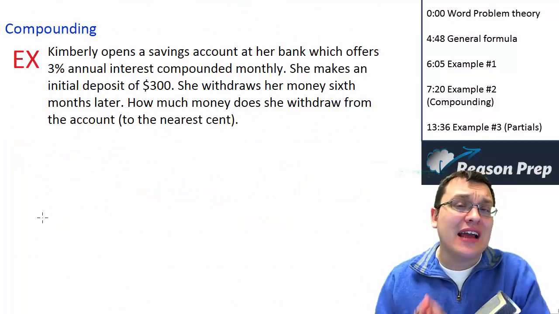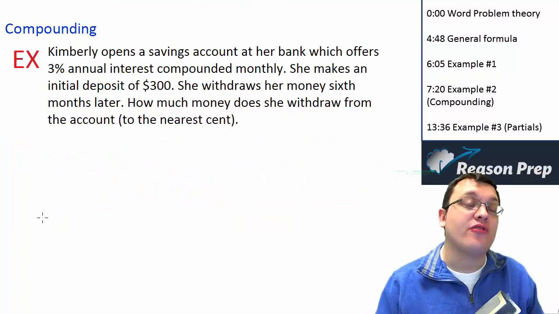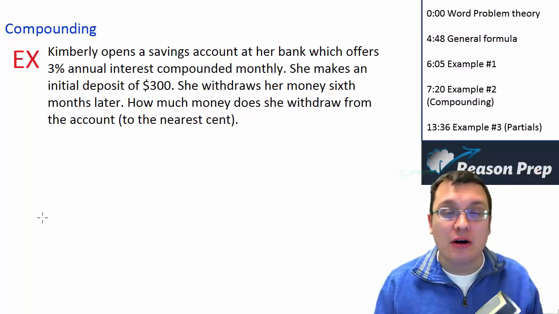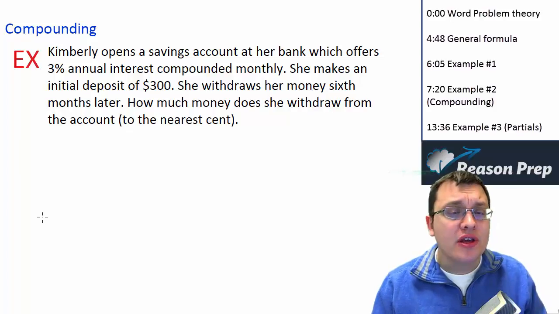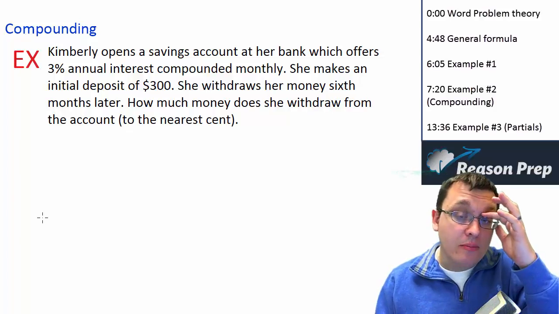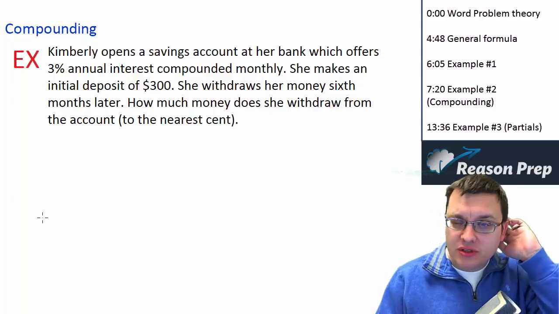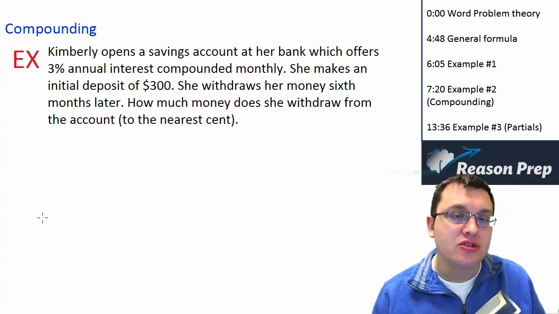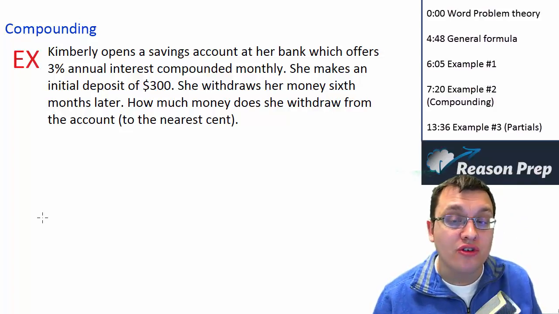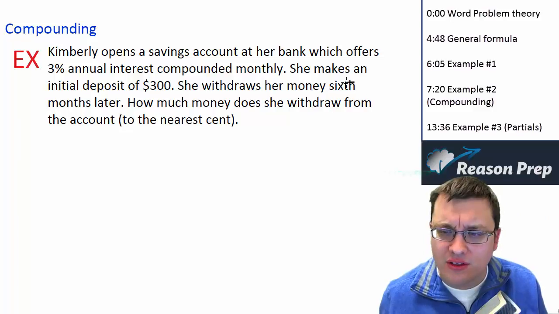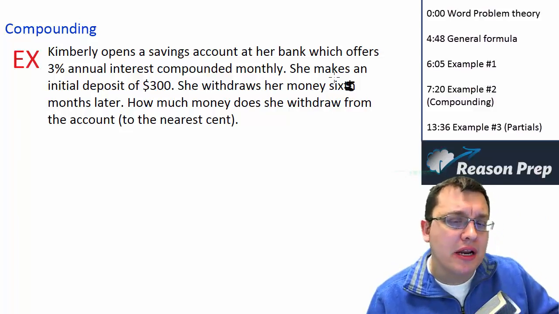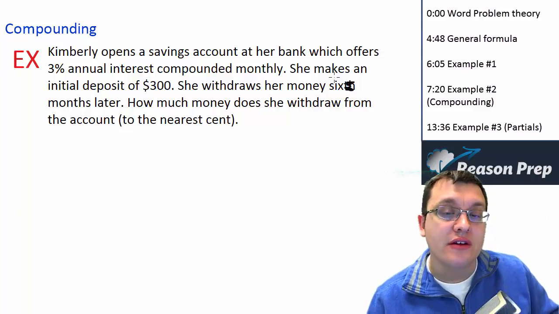Now, sometimes in financial situations, it's a little bit different. You have to incorporate something called compounding. What does this mean? Kimberly opens a savings account at her bank, which offers 3% annual interest compounded monthly. She makes an initial deposit of $300. She withdraws her money 6 months later. How much money does she withdraw from the account to the nearest cent?